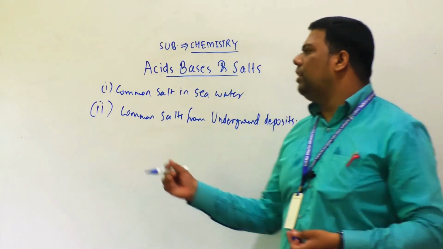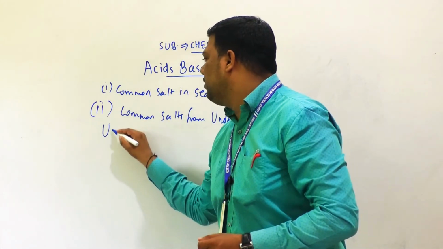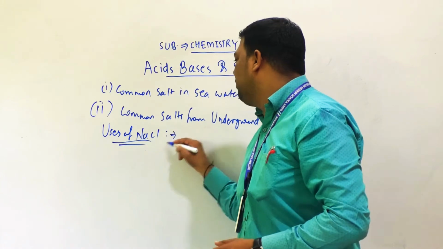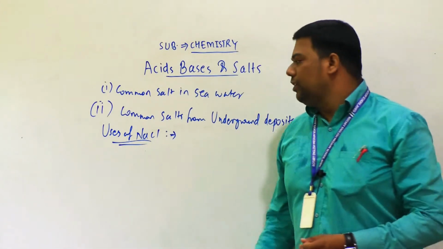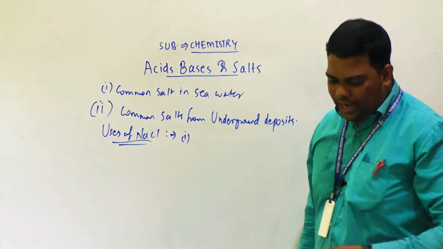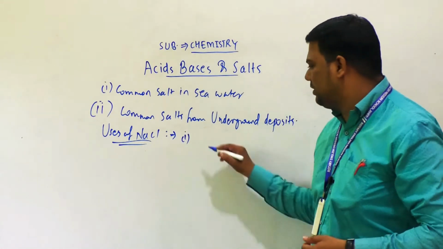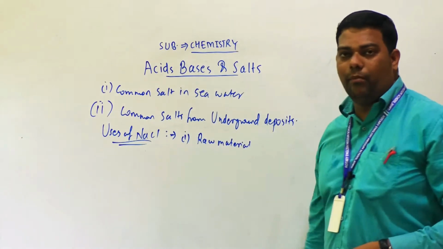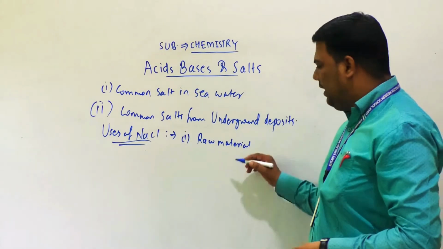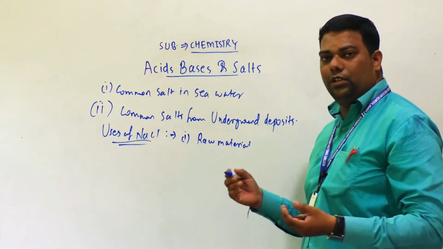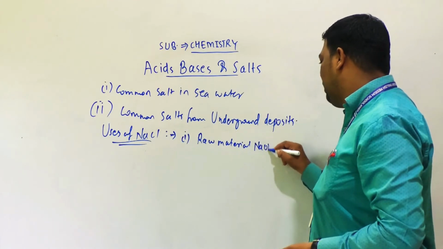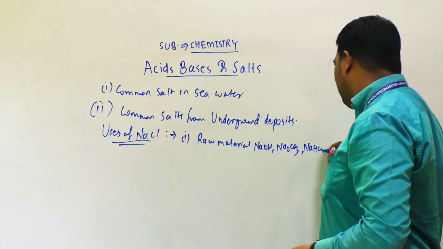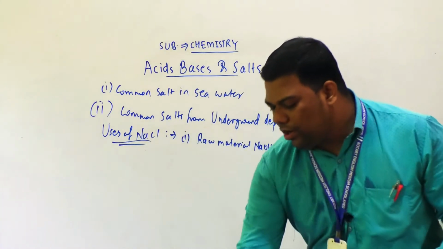Now we will discuss the uses of NaCl, very important uses. First use: as a raw material for making a number of chemicals, like NaOH, Na2CO3, and NaHCO3. Understood? So these are the uses.